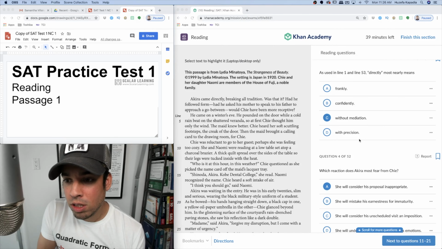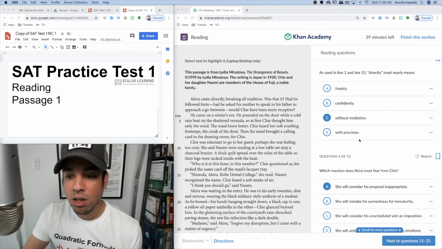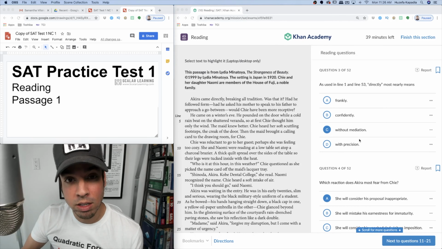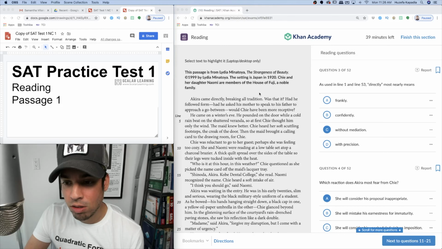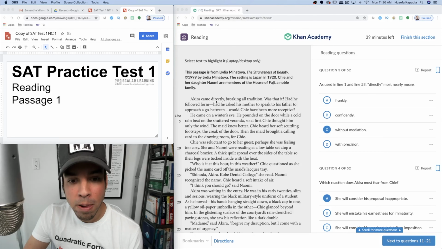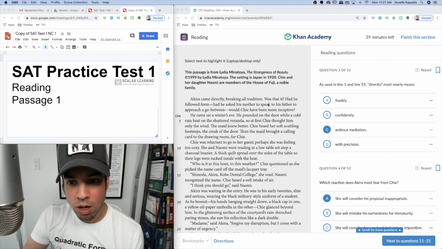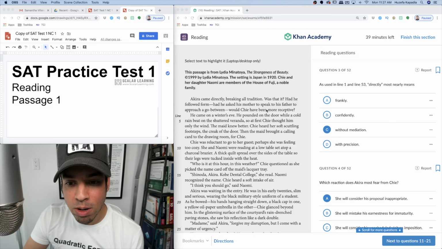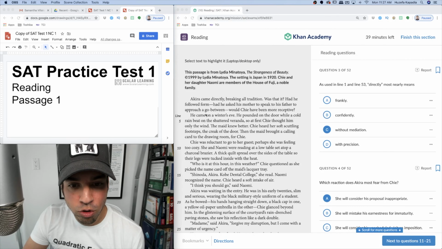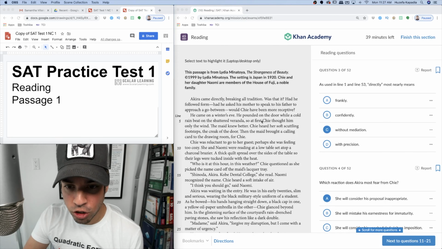These questions used in line one, we're talking about a definition. For number three, you really want to nail these points because all it requires you to do is go to line one and read it, go to line 53 and read it and try and understand. So again, Akira came directly, breaking all tradition. What was that it? Had he followed form? Had he asked his mother to speak to his father to approach a go-between? Would she have been more receptive?